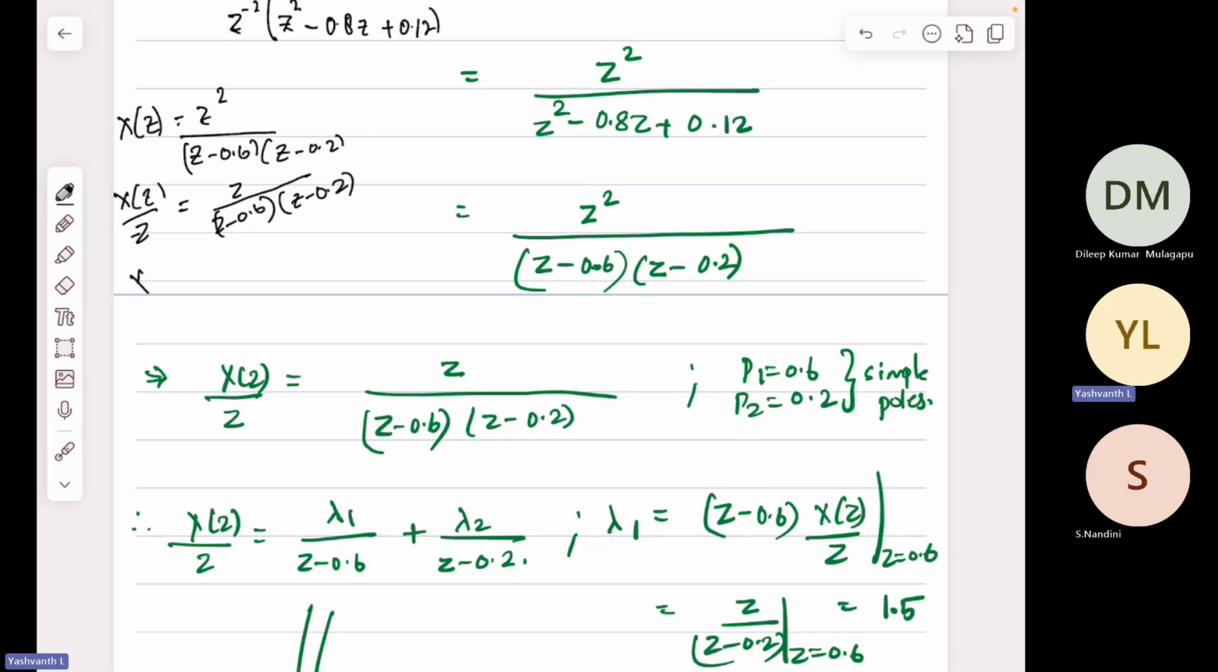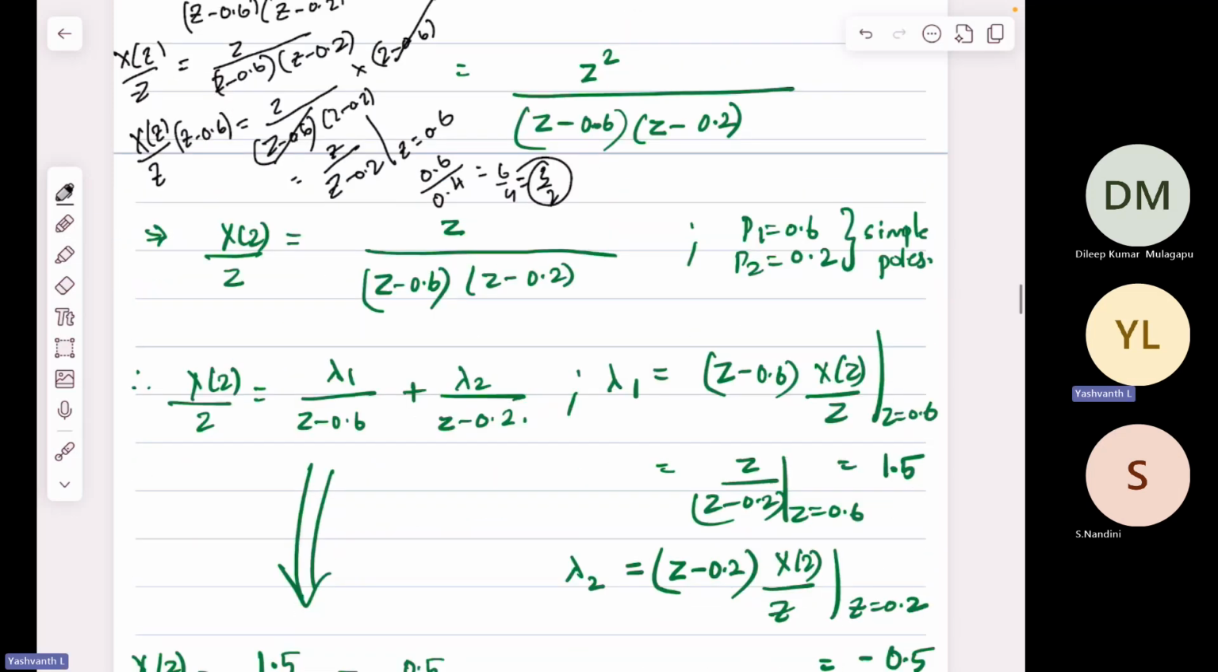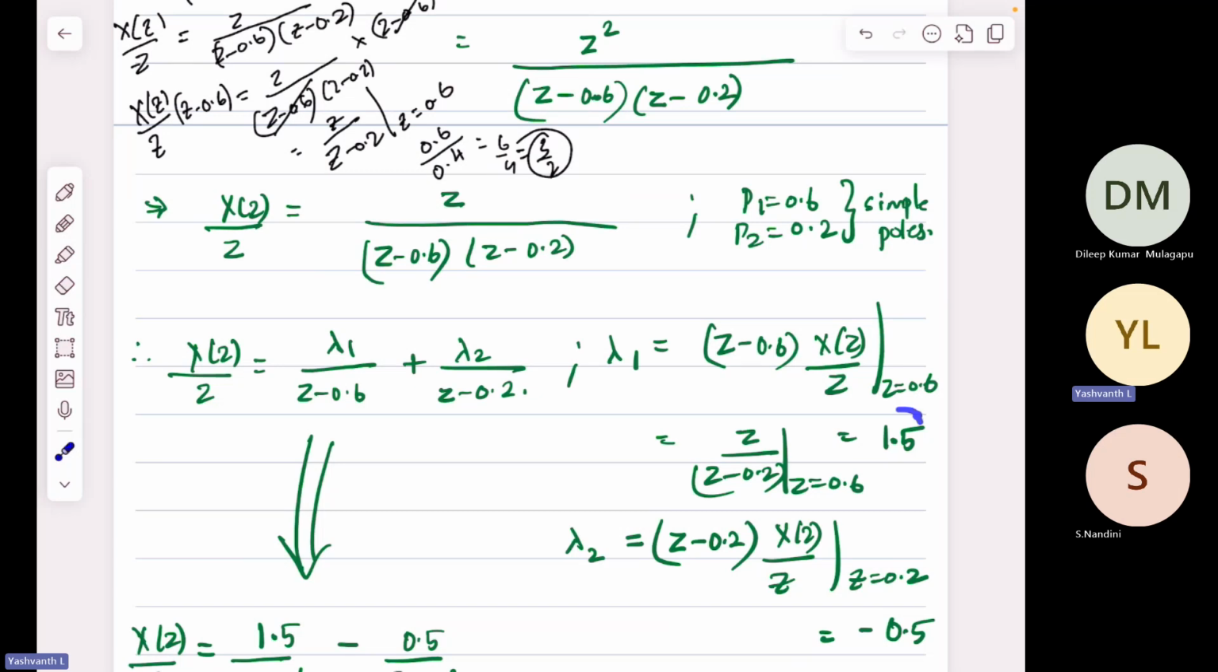So first I'll multiply X(z) by (z - 0.6), which is nothing but z / ((z - 0.6)(z - 0.2)) times (z - 0.6). So this (z - 0.6) and (z - 0.6) will get cancelled, and you get z / (z - 0.2). Now put z equal to 0.6. What do you get? You get 0.6 / (0.6 - 0.2) = 0.6 / 0.4, which is equal to 6/4 or 3/2. Okay, that is what I wrote here. 3/2 is nothing but 1.5.